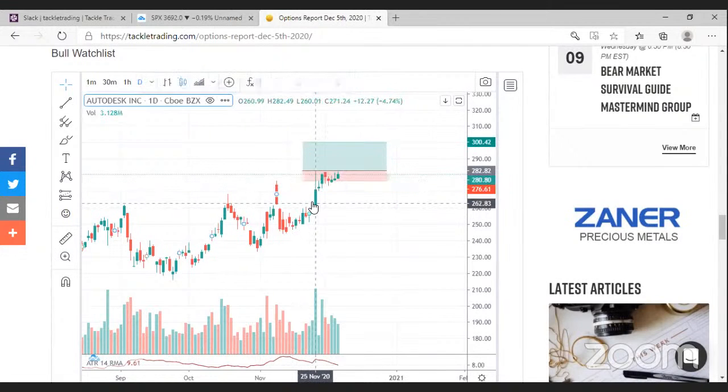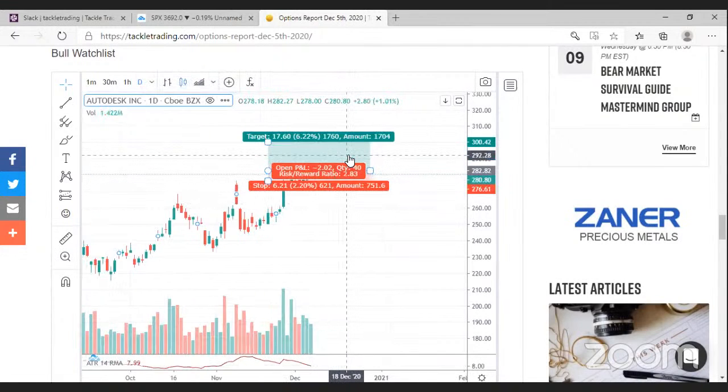Maybe I want to tighten that up a little bit. What if I went below yesterday's low or today's low for my stop loss? What's that going to look like? Risking $1 for $2.83. So it's going to do the math for us, right? So we can really focus in on that risk to reward ratio that's so important to us traders.